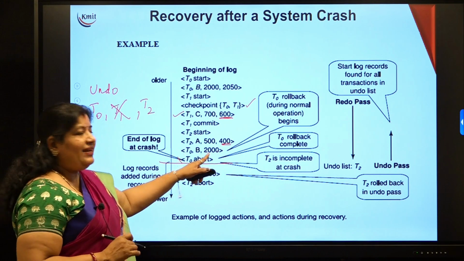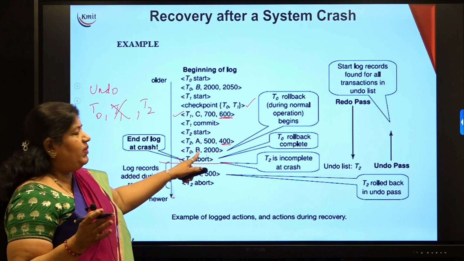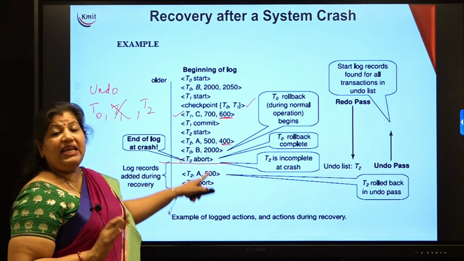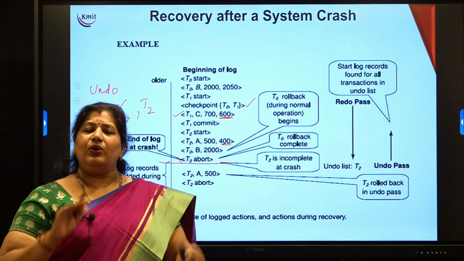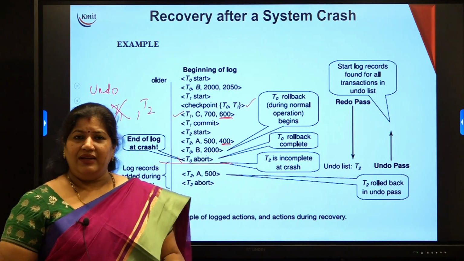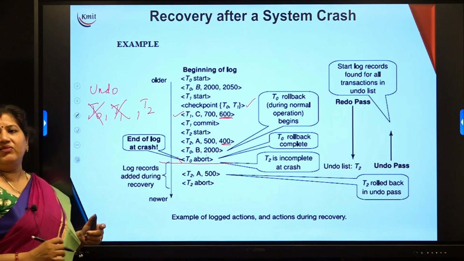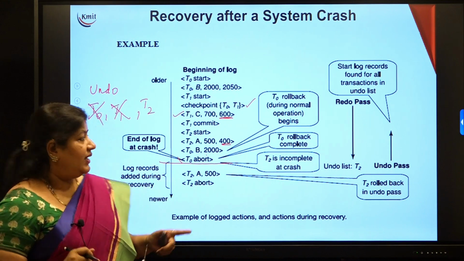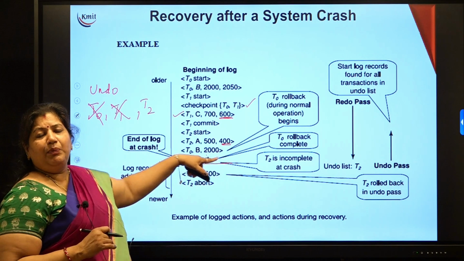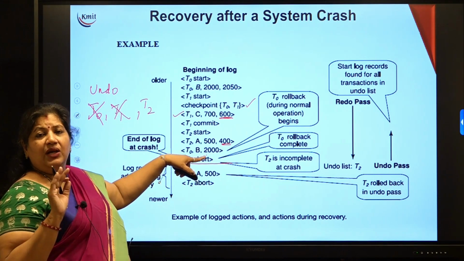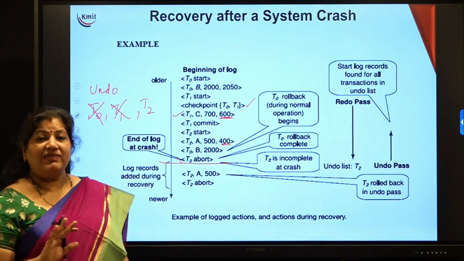Then I observe that there is a compensation log record where I need not do anything. The B value is 2000, I just leave it. T0 is aborted. The moment it is aborted, I get to know that the undo operation is already done. It has been updated here. So why should I do undo again? So cancel this also from the undo list. Now the only thing in the undo list is T2, when I have read the transaction log records from the last checkpoint. Now the redo phase is done.